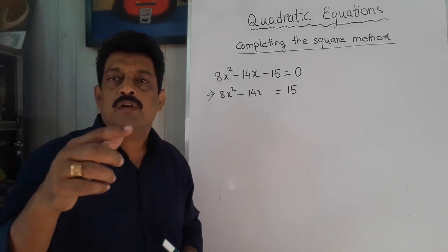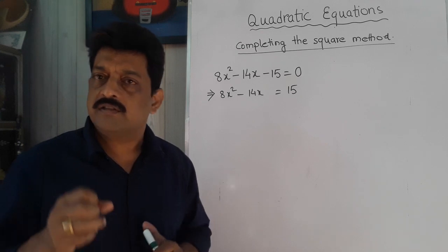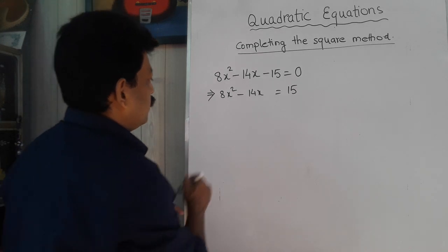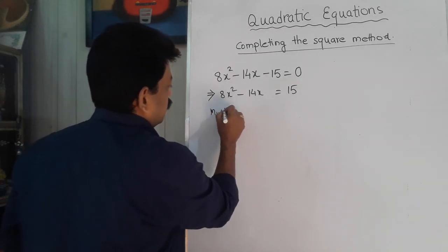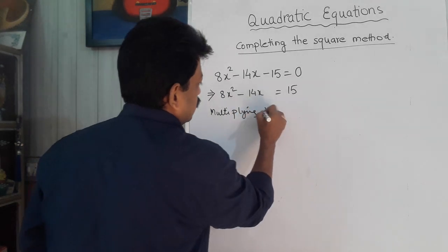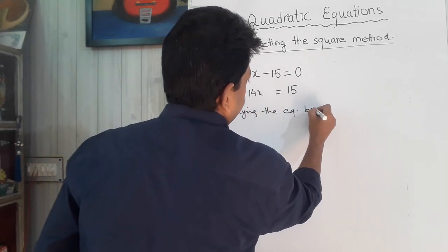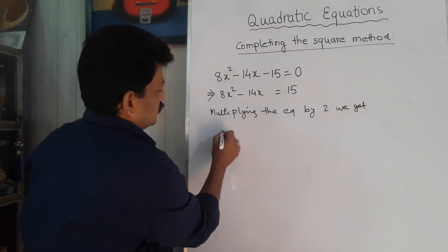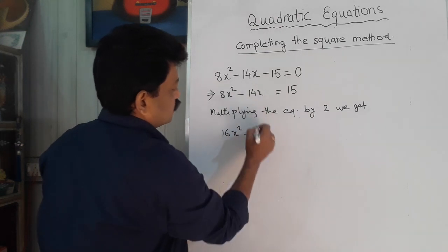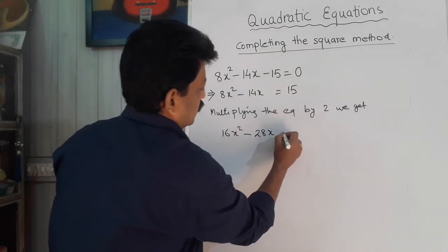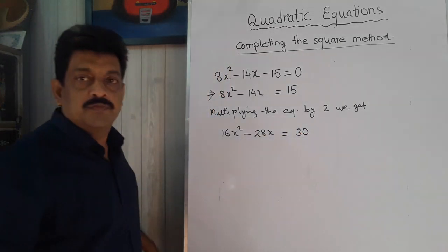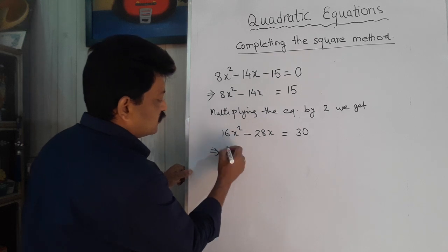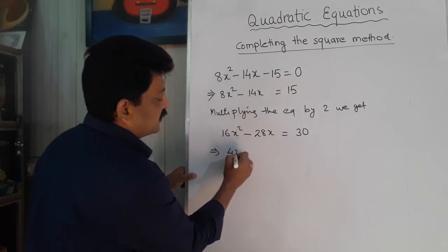Now we all know 8 2s are 16, 16 is a whole square. So let us multiply the whole equation by 2. Multiplying the equation by 2, what are we getting? This becomes 16x square minus 28x equals 30. Okay, now we have to write it in the form of whole square. So 16x square can be written as 4x whole square.